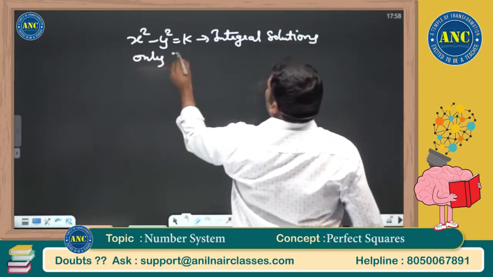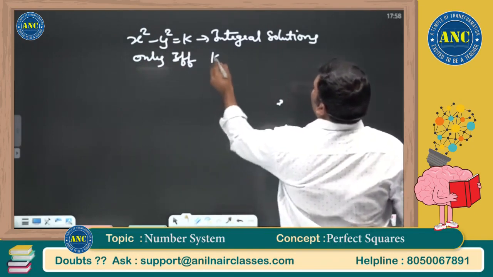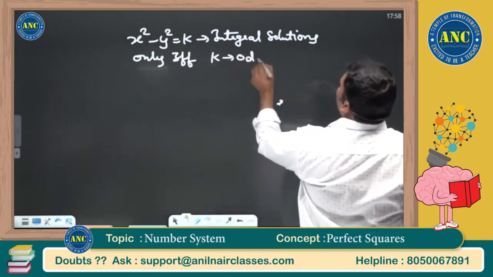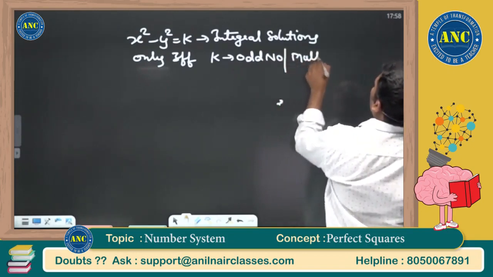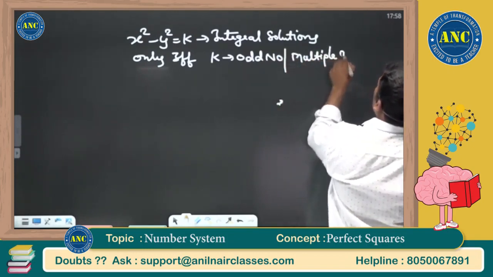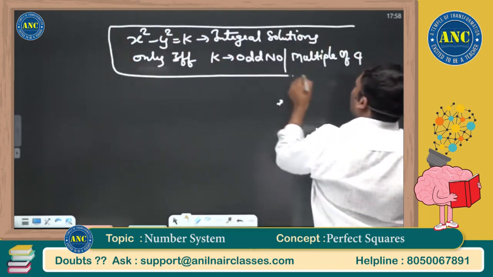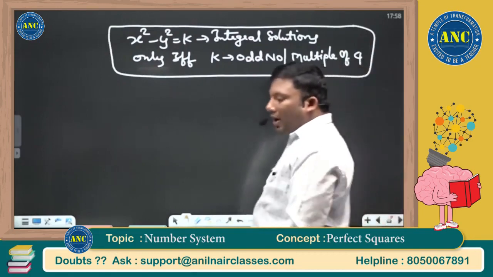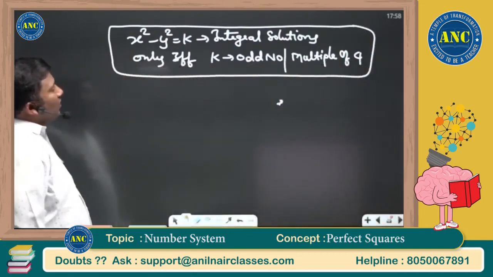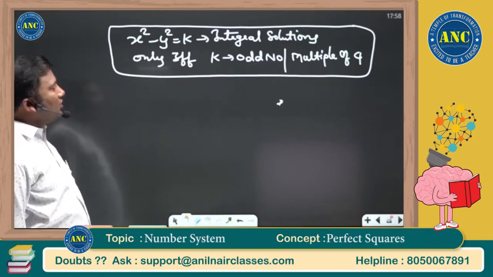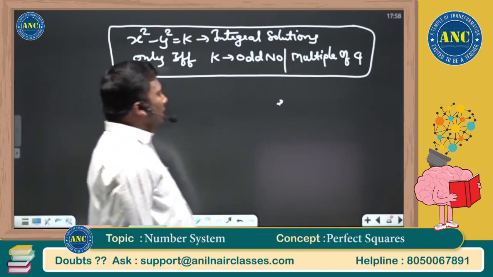Only if k is an odd number, very, very important key point, sir, or k is a multiple of 4. Please make a note of it. x square minus y square equivalent to k has integral solutions only if k is an odd number or k is a multiple of 4.